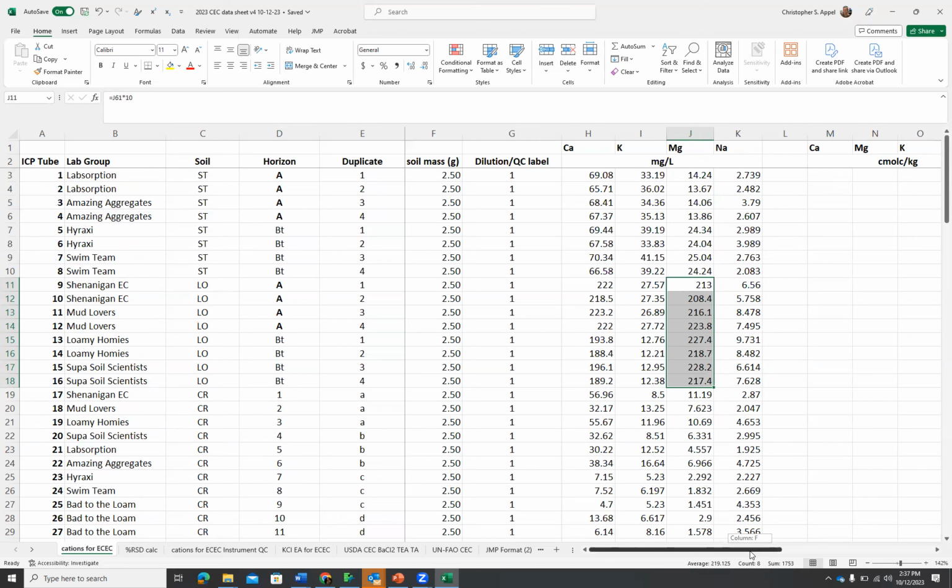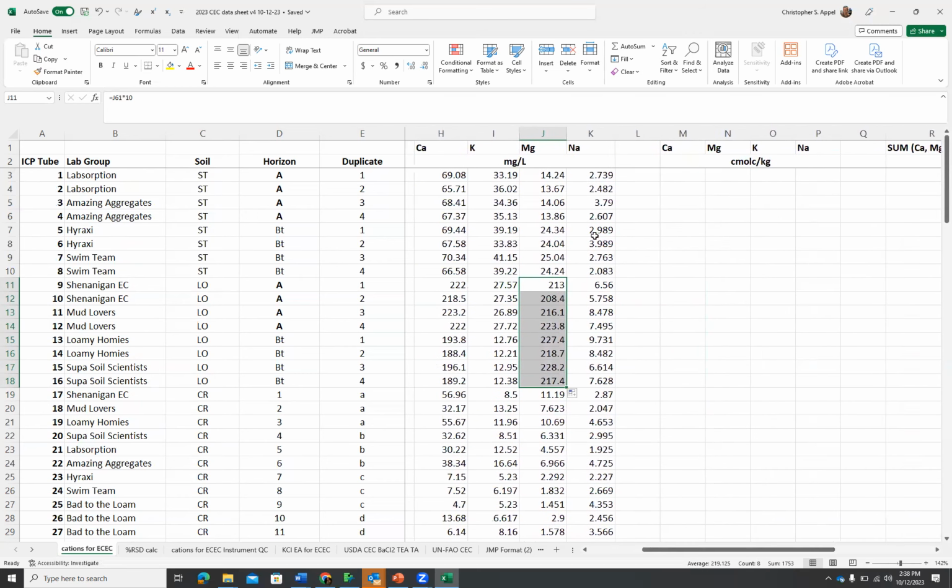So here we're going to talk about how to convert milligrams per liter to centimoles of charge per kilogram. Notice in the worksheet, my labels up here, I did them wrong again. So it should be calcium, potassium, magnesium, sodium. So I am going to convert 69.08 milligrams per liter of calcium to centimoles of charge of calcium per kilogram of soil. That's what we're going to do.